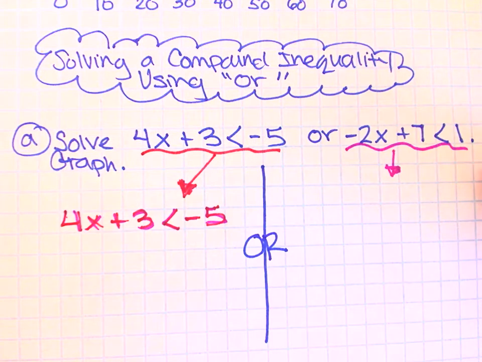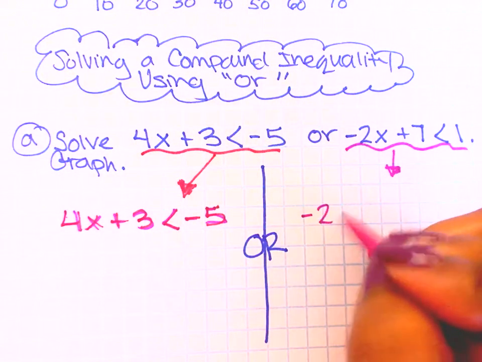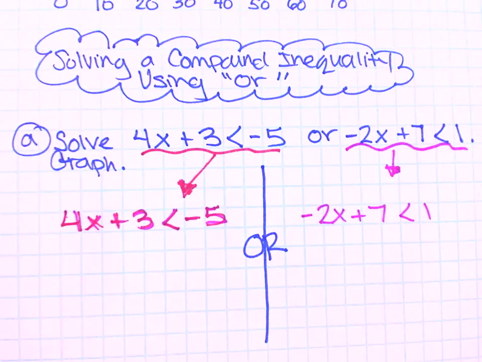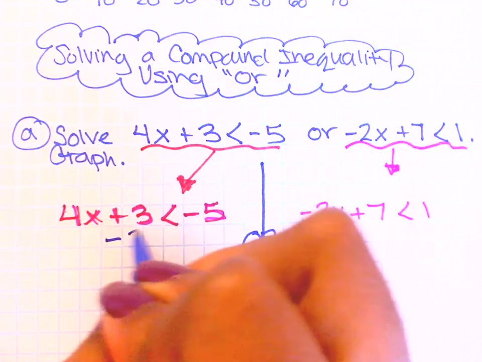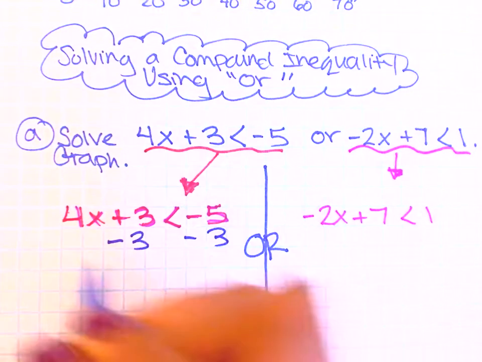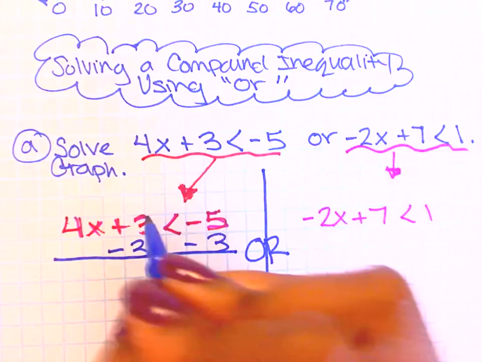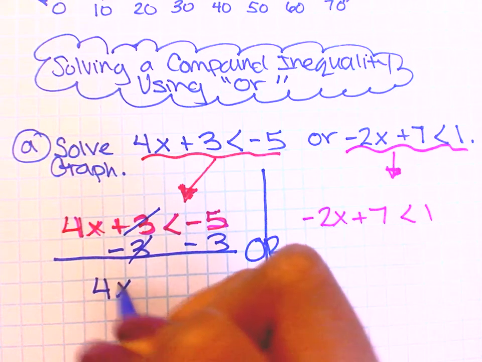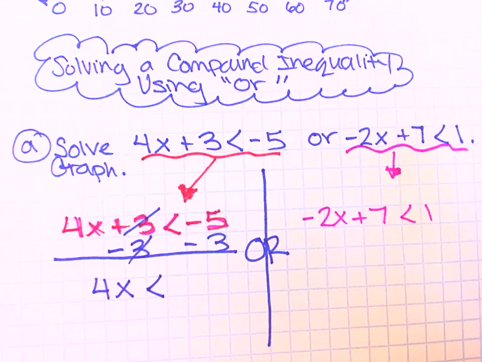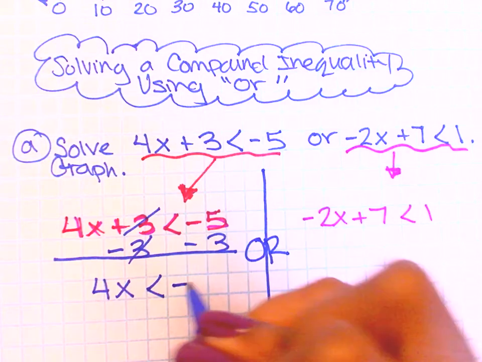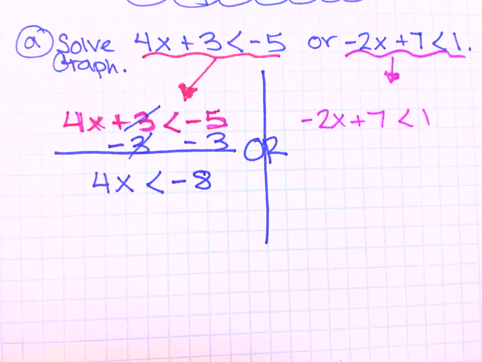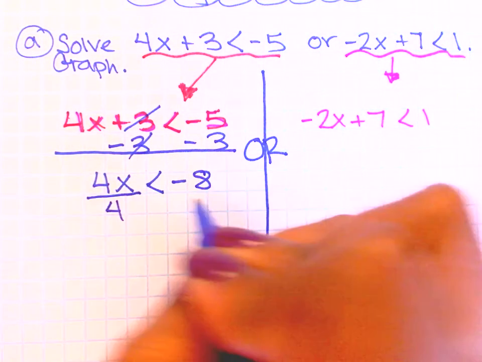And on the other side, I have -2x plus 7 is less than 1. So now I can solve for each side. I'm going to subtract 3 from both sides on this one. My 3's cancel. I'm left with 4x is less than, same signs add and keep, -8. To isolate the variable, I'm going to divide by 4 on both sides.